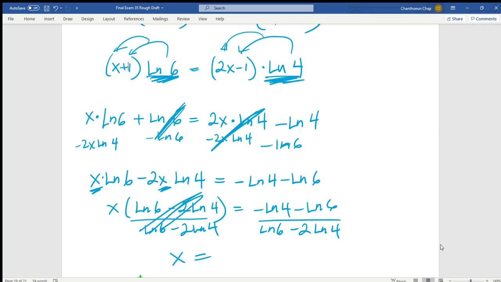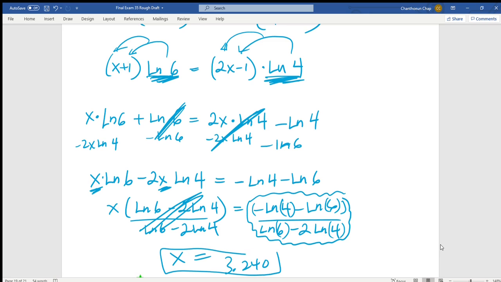And we just need to enter this whole thing in a calculator. Be careful, I would use parentheses for the top and parentheses for the bottom. And just as a precaution, you probably should put parentheses around each of these arguments so you don't make a mistake. And this gives me a value of 3.240 approximately. So double check with your calculator. I always put many parentheses just to make sure.